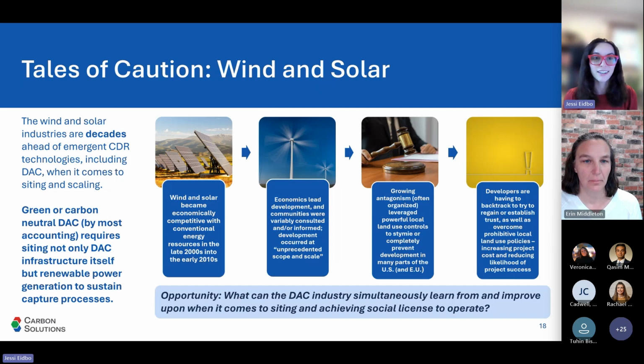I call upon what we refer to as the tales of caution. I guess maybe it's just I refer to it. This is maybe not sanctioned, but from wind and solar, be it caution or otherwise, I think what we have seen happen with energy technology development as early as the early aughts is so illustrative and something that CDR and emergent technology solutions can learn from in a really, really meaningful way.